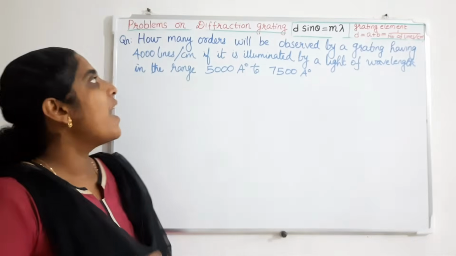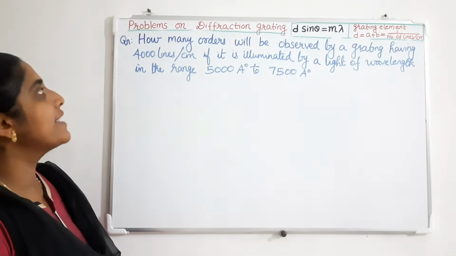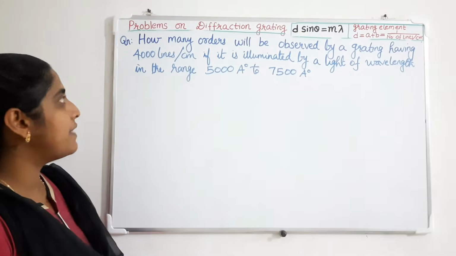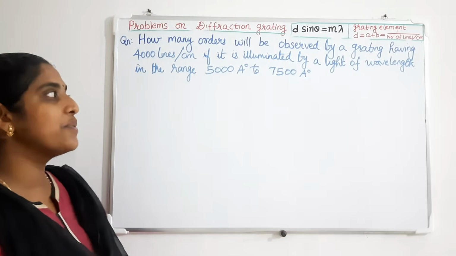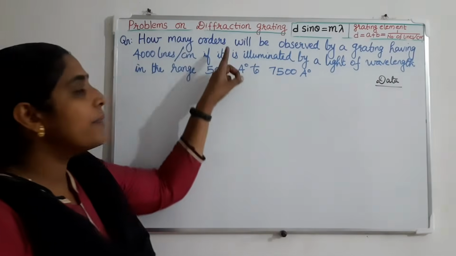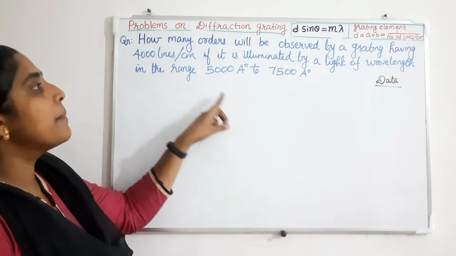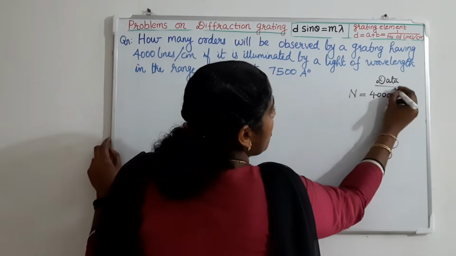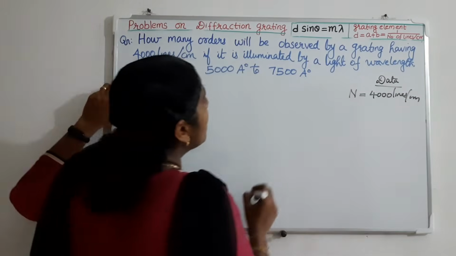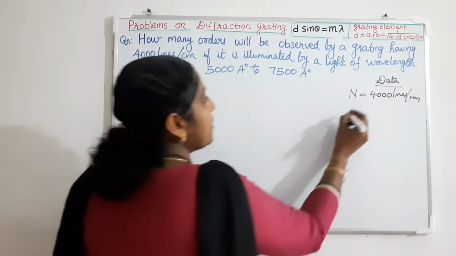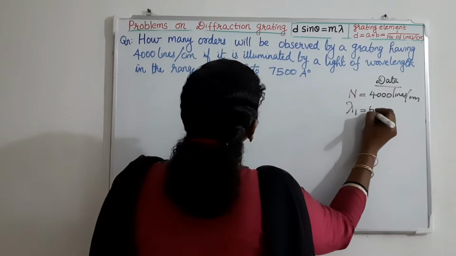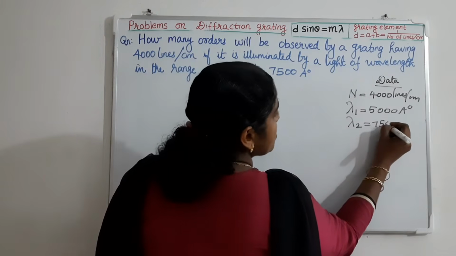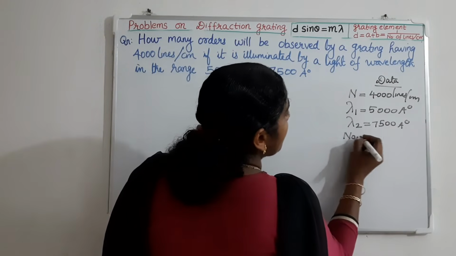See the next question. How many orders will be observed by a grating having 4000 lines per centimeter if it is illuminated by light of wavelength in the range 5000 Armstrong to 7500 Armstrong? So n is equal to 4000 lines per centimeter, illuminated by light of wavelength from 5000 Armstrong to 7500 Armstrong. We want to find the number of orders.